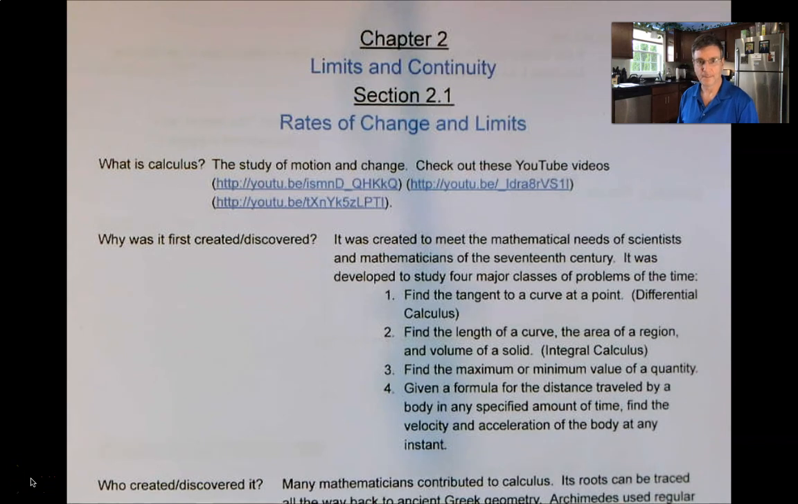Hello everyone, this is Chapter 2 of our calculus book. It's our first section of actual calculus: limits and continuity, Section 2.1, Rates of Change and Limits.